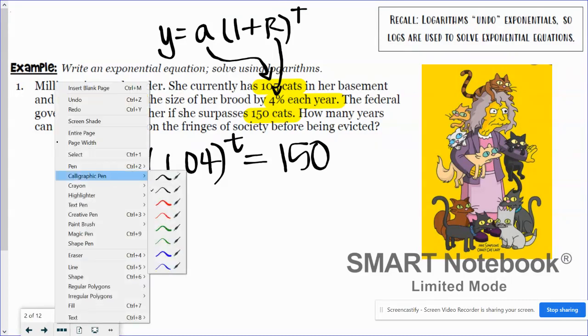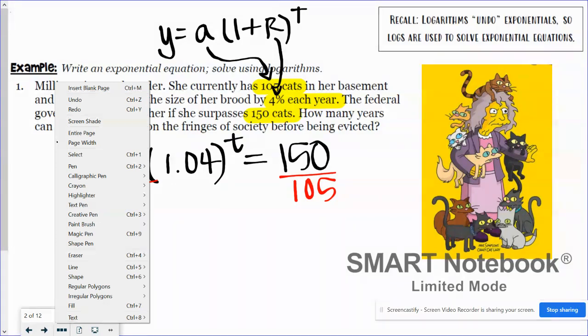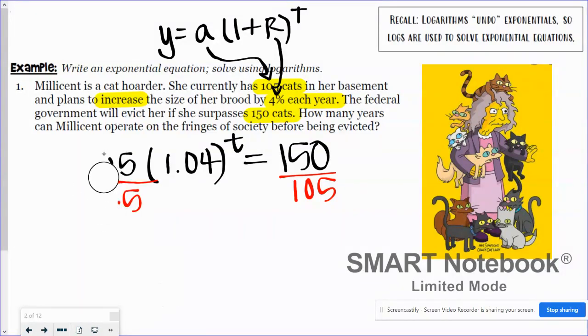So to solve such an equation, we need to first isolate the exponential, right? So that means I would have to divide both sides by 105. Step one is to isolate the exponential expression. So let me calculate this. It doesn't really come out to be anything nice, so I might just leave it as is. Okay, so I'm just going to erase this stuff over here. Okay, so this is where we're at.